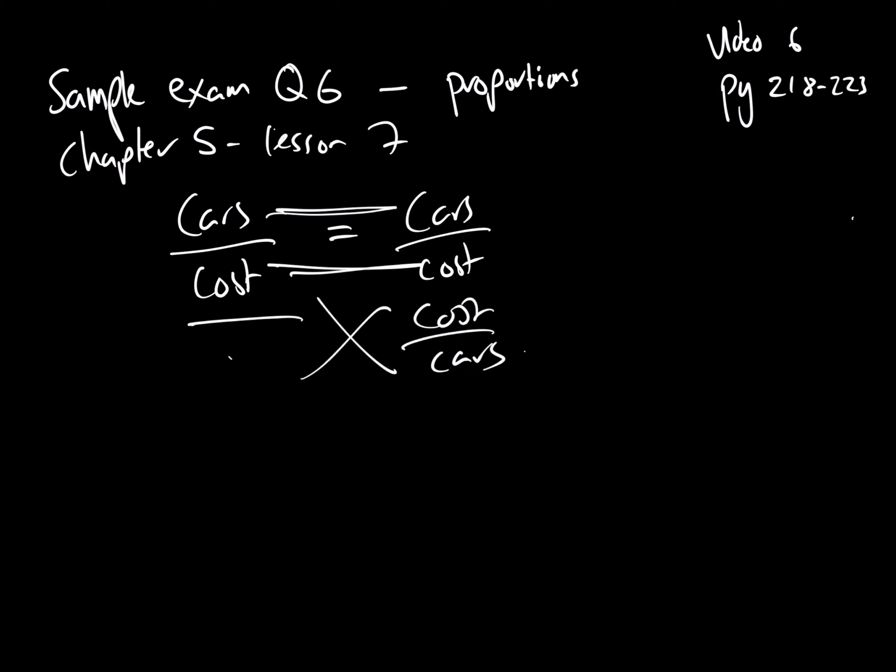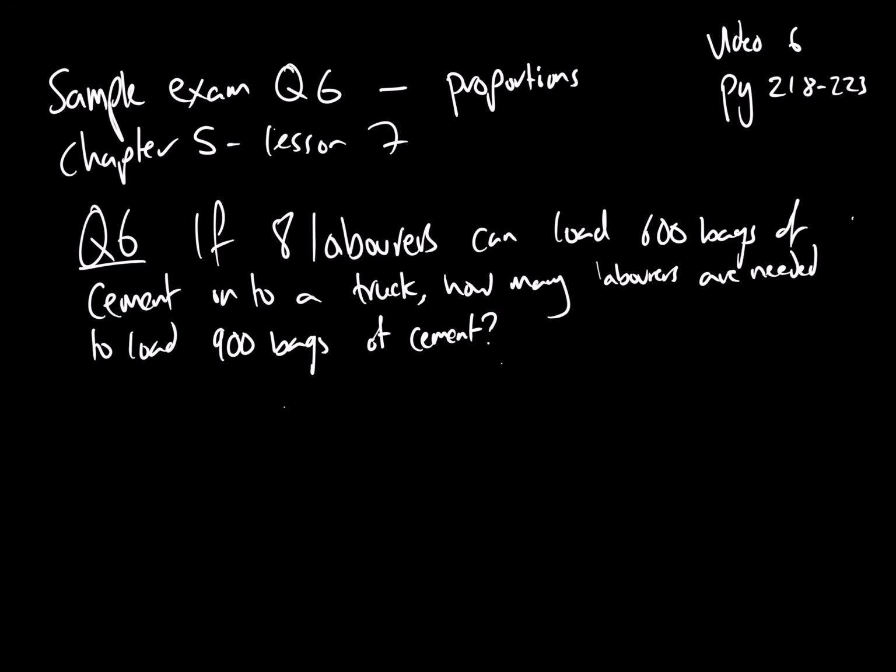constant. So question 6 says, if 8 labourers can load 600 bags of cement onto a truck, how many labourers are needed to load 900 bags? Okay, the first thing you need to do is understand what it is that you're comparing. So we're comparing labourers, these are people who work doing heavy, manual work with their hands as their job, and bags. So let's make a proportion equation with these.